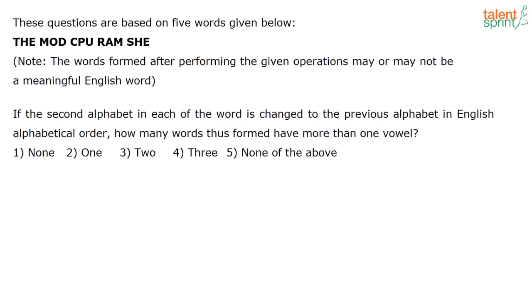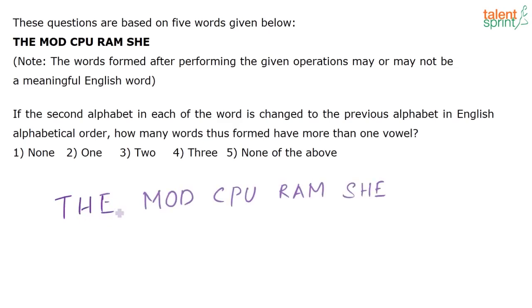What is the answer for this question? In the meantime, I'll just write down the words so that it's easier for me to solve. Okay, somebody says 1, somebody says 5. Okay, let's see. 30 seconds is done, right? So, let's solve. Here, what are we doing? The second alphabet in each word is changed to the previous alphabet.